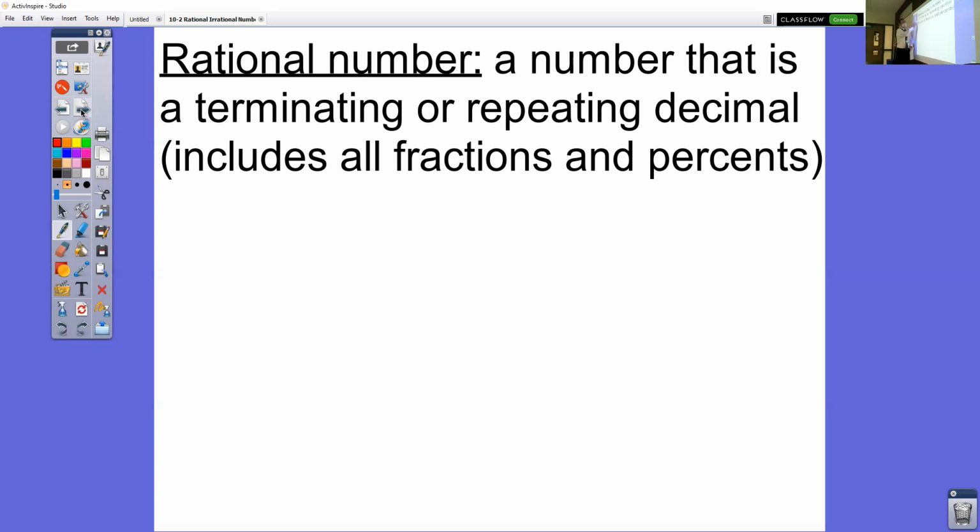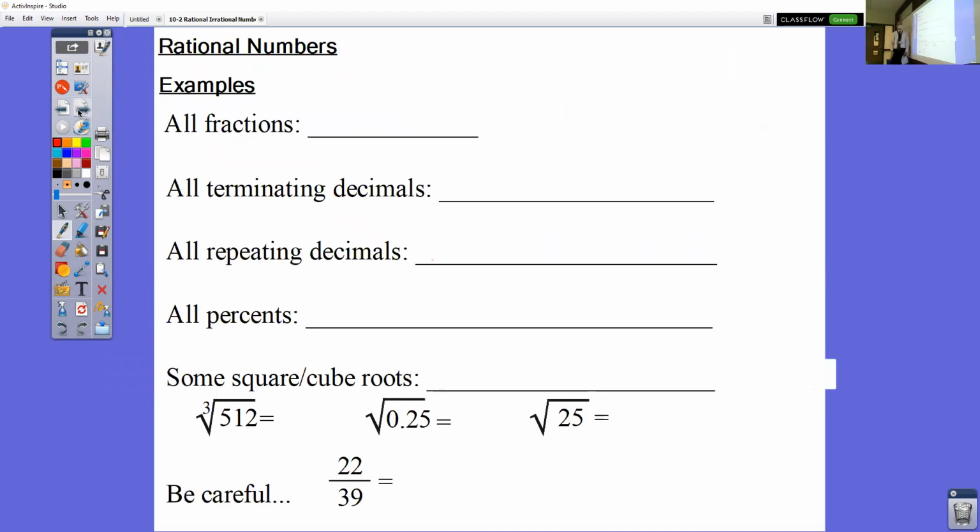The word terminating means that the decimal stops. And then we talked about repeating decimals yesterday where they go on and on and on and on. It includes all fractions and all percents. So let's take a look at some examples of rational numbers, all right? Some examples of some rational numbers.